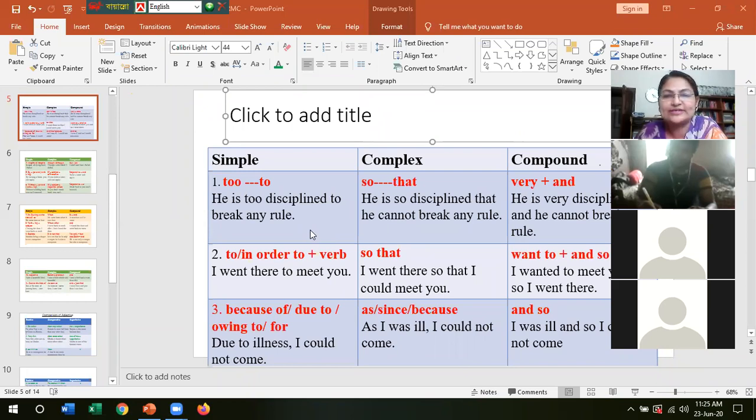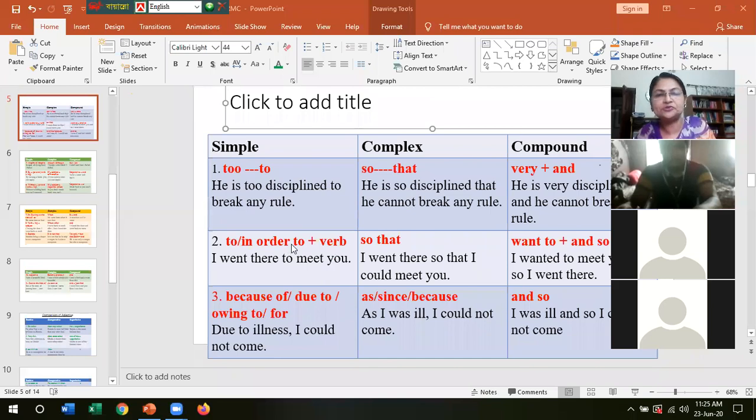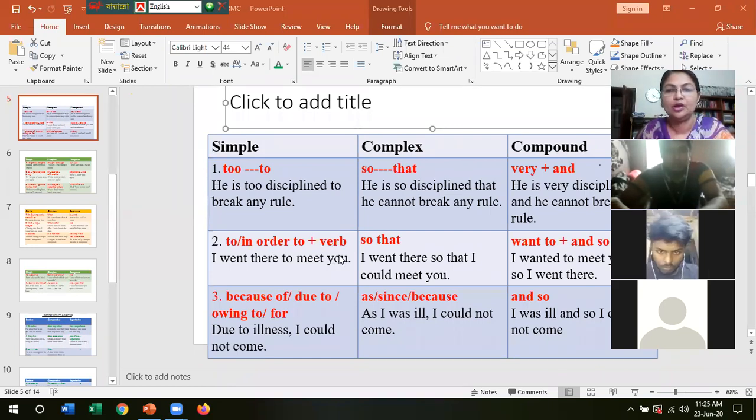It's okay. Okay, we are proceeding to rule number two. To plus verb. Look at the structure carefully. To plus verb. I went there to meet you. Well, boys, if the sentence is like, I went to the garden, that is, there is no verb after to, then this rule will not be applicable. This rule is applicable only for sentences where there is to plus verb. Here you see to plus verb, meet is a verb. So, I went there to meet you.